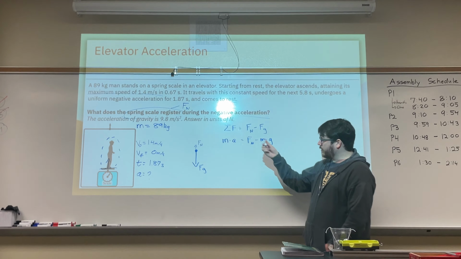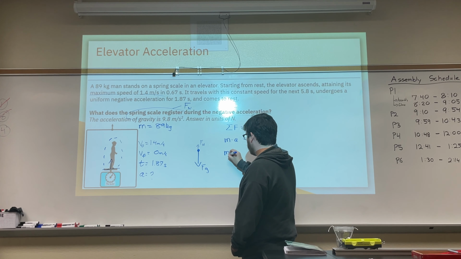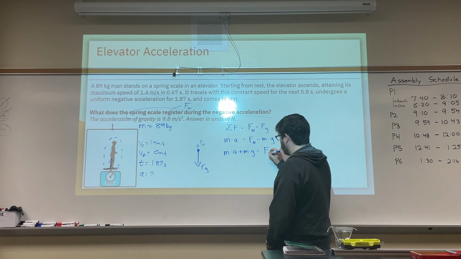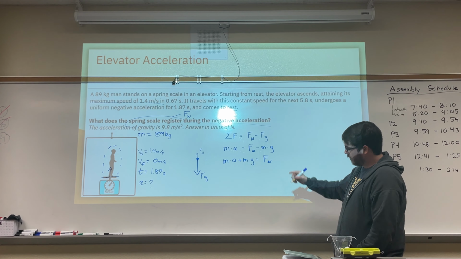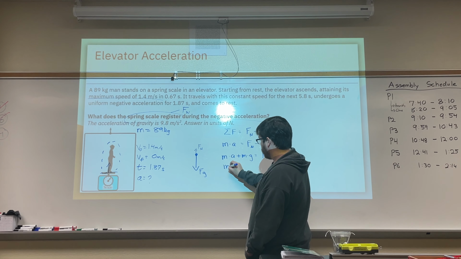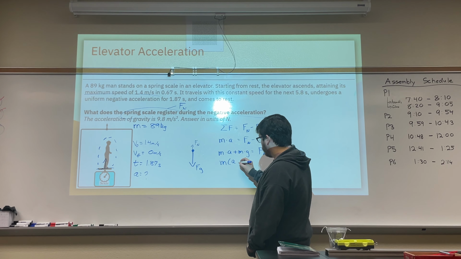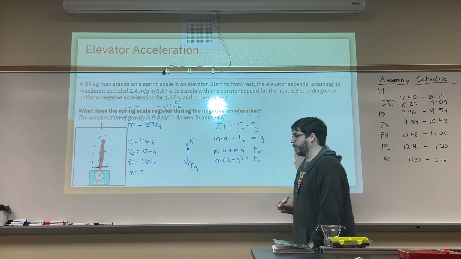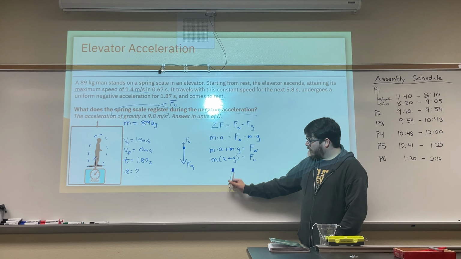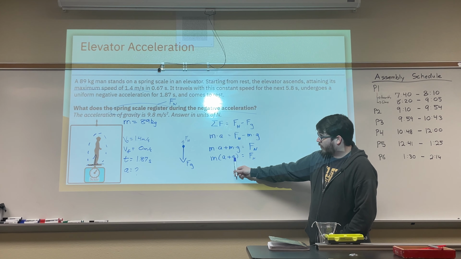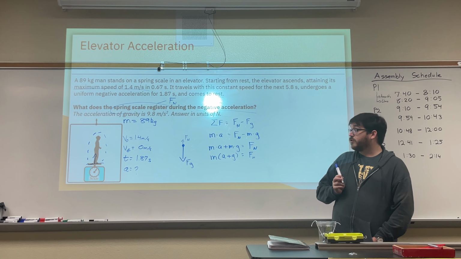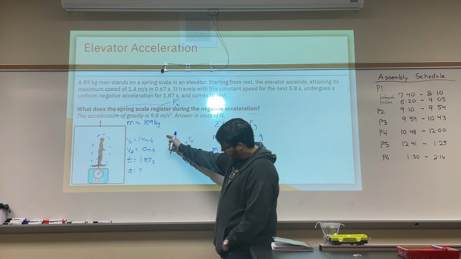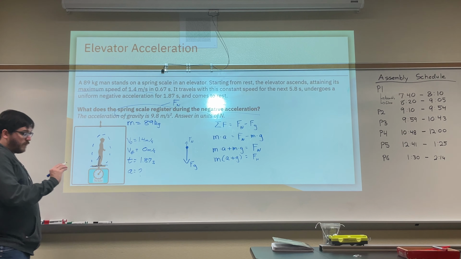To get the normal force by itself, we add mg to both sides. So it's mass times acceleration plus mass times the gravitational field strength is equal to our normal force. I can factor out the mass: mass times (acceleration plus the gravitational field strength) equals our normal force. We are told the mass, and we should also know off the top of our head the gravitational field strength, or the acceleration of gravity, but we still need to solve for our acceleration. That's where we need to use the kinematic variables provided for us.